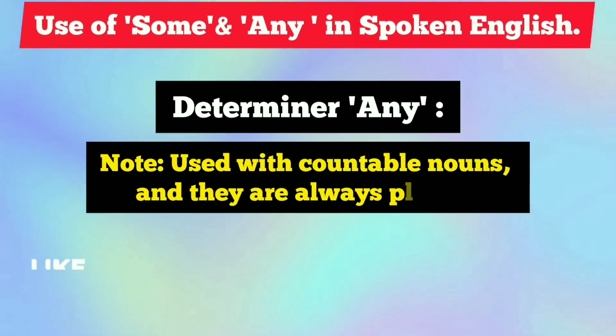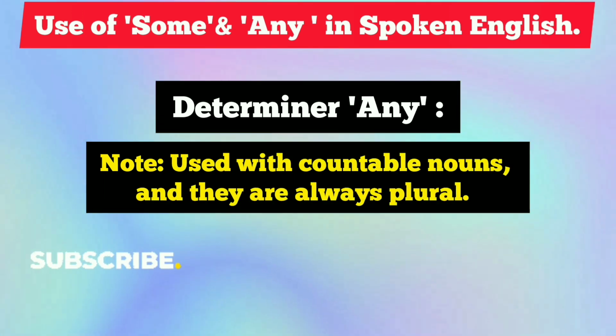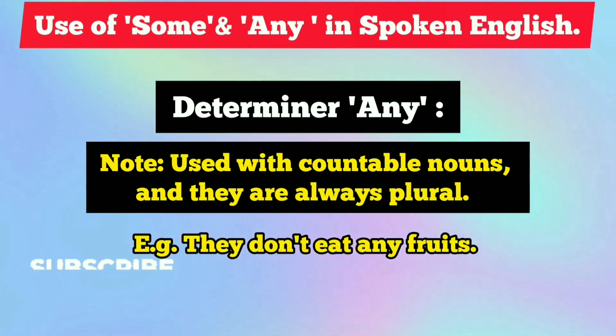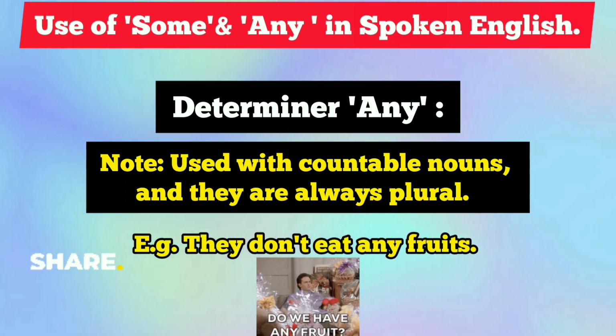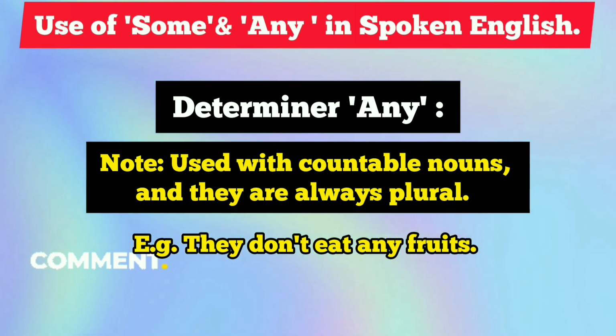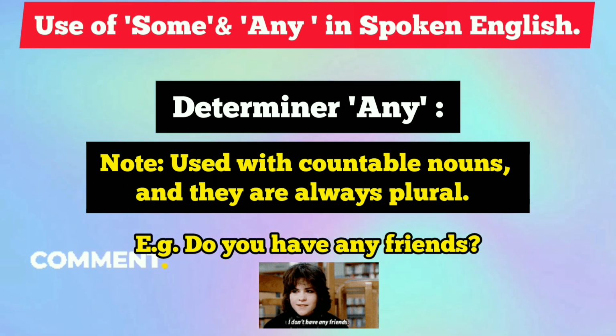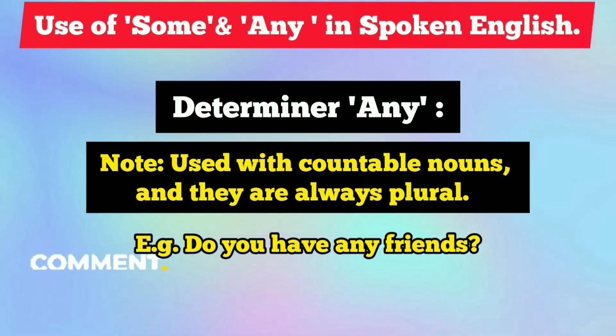It is used with countable nouns and they are always plural. When we use any with countable nouns, we use the plural form. As you see the first example on your screen, they don't eat any fruits. So I'm using the plural form. See the next example, do you have any friends? Again I'm asking a question and it is obviously a countable noun, so I'm adding s. So do you have any friends, not friend.